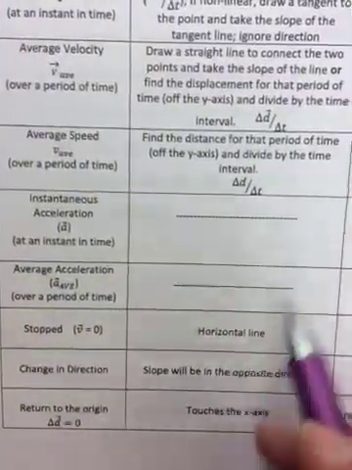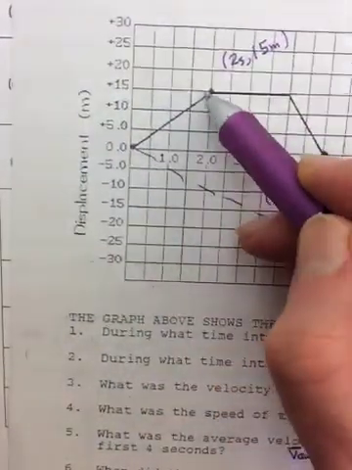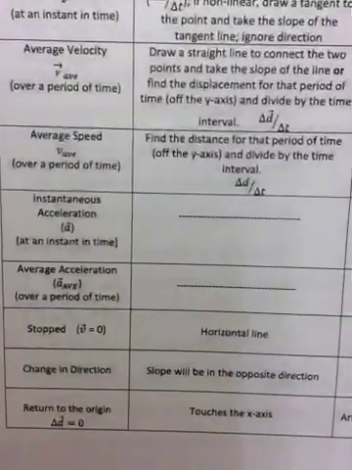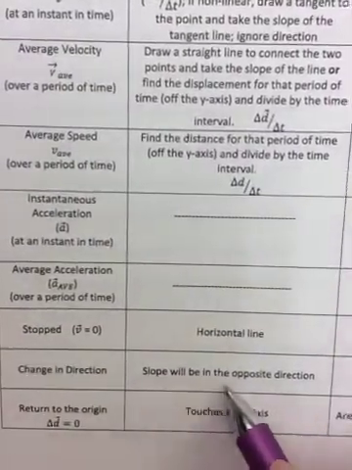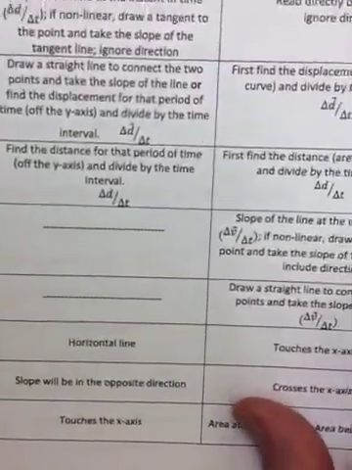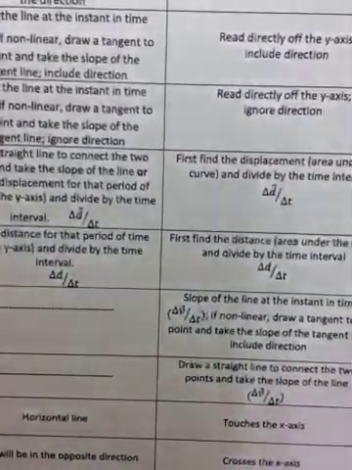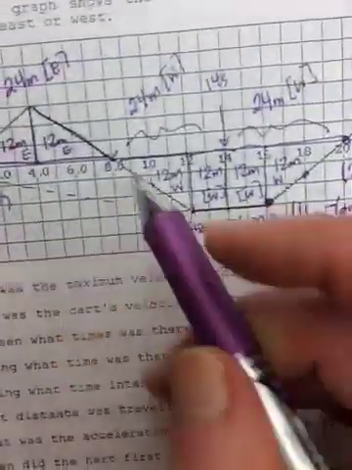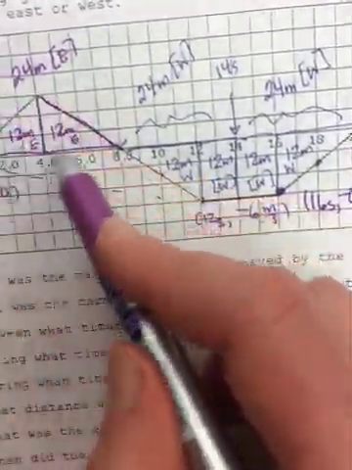How do you tell change in direction? In a displacement versus time graph, positive slope is one way, negative slope is the other. So whenever it changes direction, the slope will be in the opposite direction. On a velocity versus time graph, it changes from above the x-axis to below the x-axis.